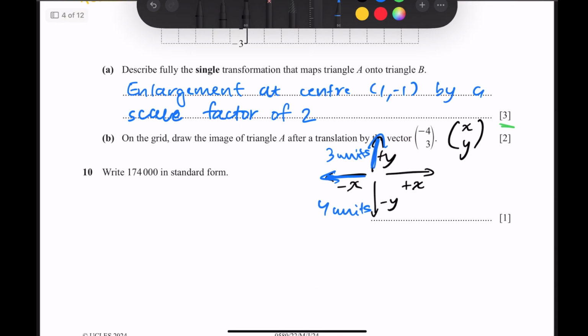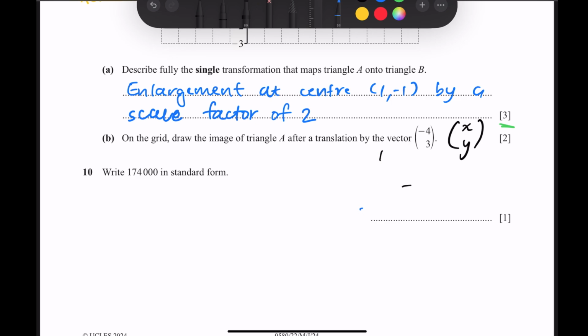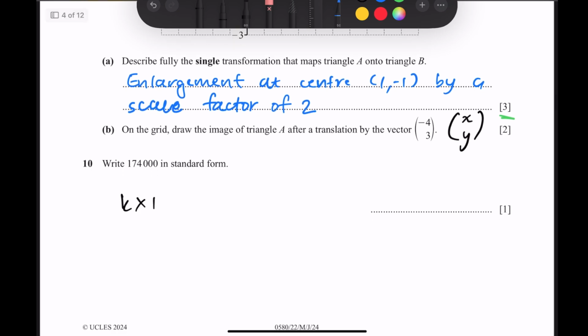Now let me just erase this since we need the space for the next question. Question 10 says, write 174,000 in standard form. Standard form essentially means that you're writing any number in the form of k times 10 to the power of n, where k can be any number between 1 and 10, where k cannot be 10 but k can be 1.